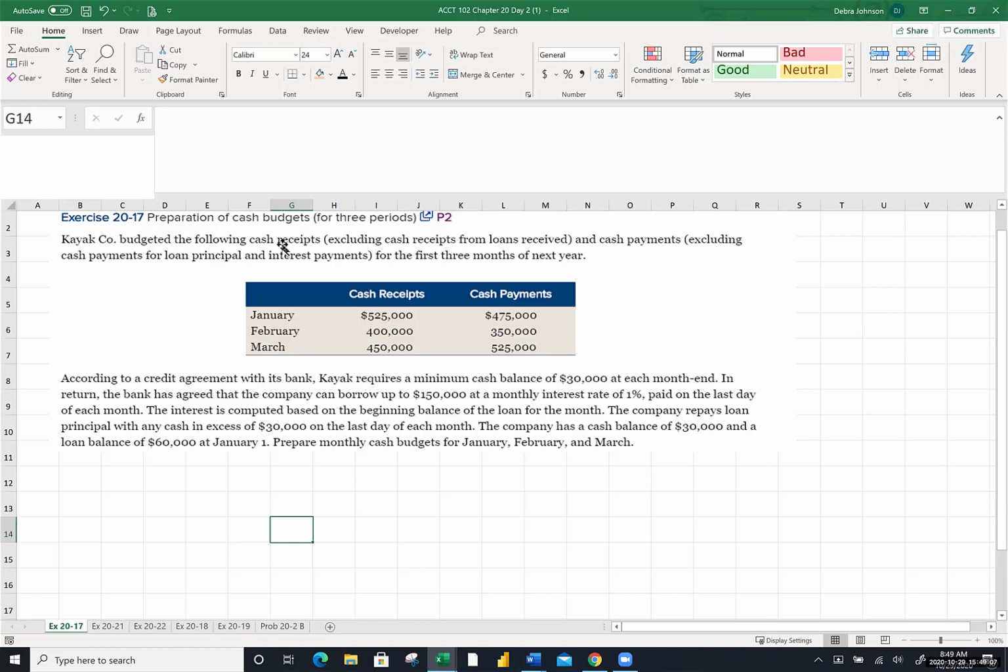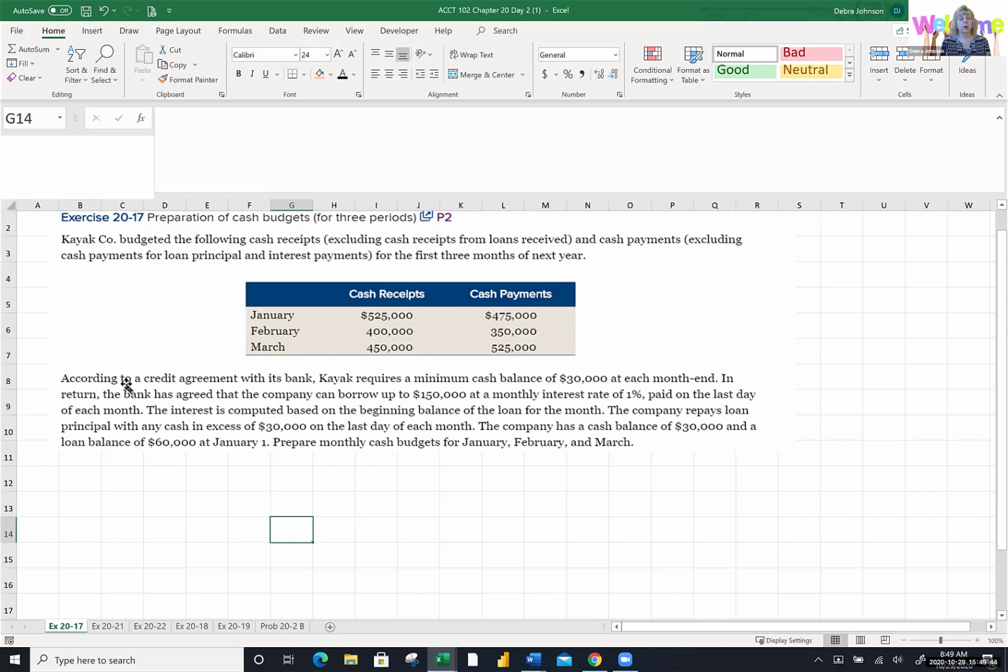So Kayak Company budgeted the following cash receipts, excluding cash receipts from loans. That means excluding the draws that they're taking against a credit line, and cash payments, excluding loan principal and interest, for the first 3 months of the year. This is a listing of their cash receipts, and this is a listing of their cash payments. These cash receipts don't include any loan proceeds because we don't know if we're going to need to borrow it or not. And these cash payments don't include any interest payments because we don't know how much we're going to need to borrow.